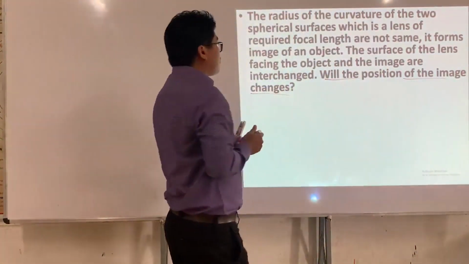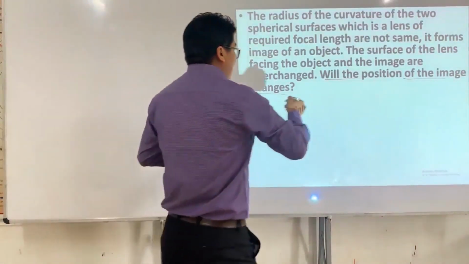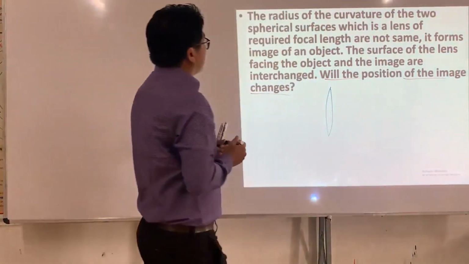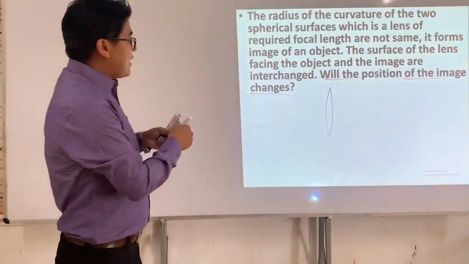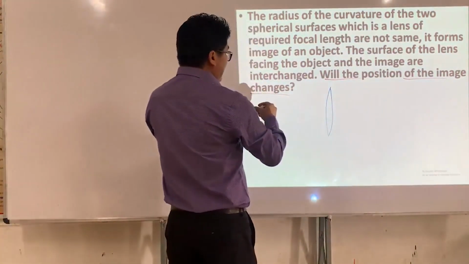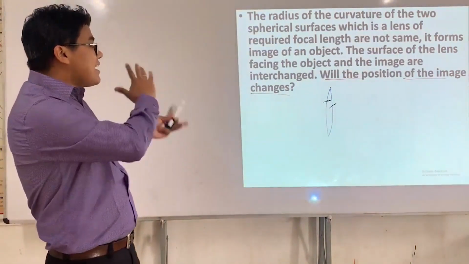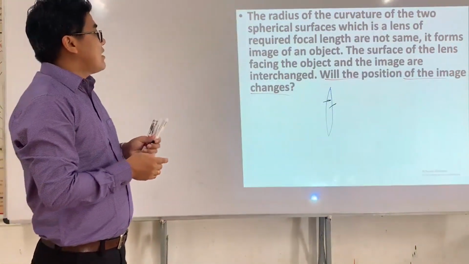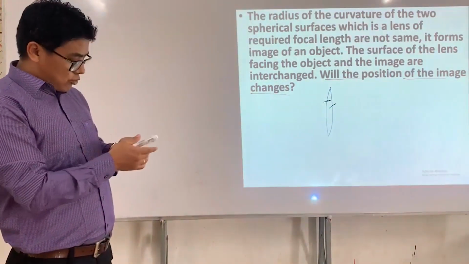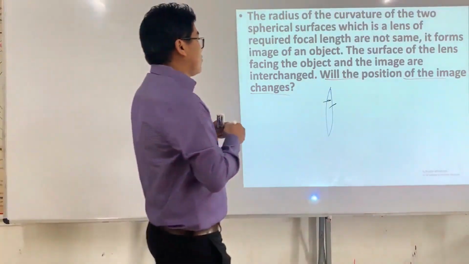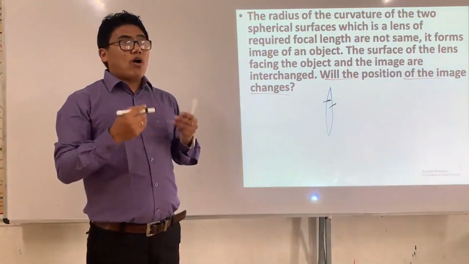To answer this, first you have to know what the problem is. I have a convex lens, a spherical lens, and these two curvatures have different radii. If I interchange them, will the focal length remain the same or not? This is all about designing a lens. So how to design a lens?